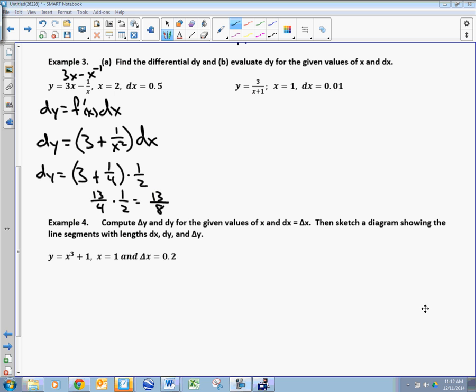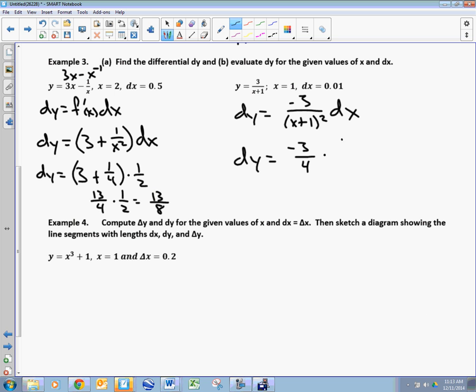We keep trying, we figure out more and more. So what you should come up with is dy is equal to, this derivative is negative 3 over the quantity x plus 1 squared times dx. That's my differential. And so dy would be, if you plug in 1, you get negative 3 over 4 times 1 over 100, or negative 3 over 400. Did anybody raise a decimal? What did you get?